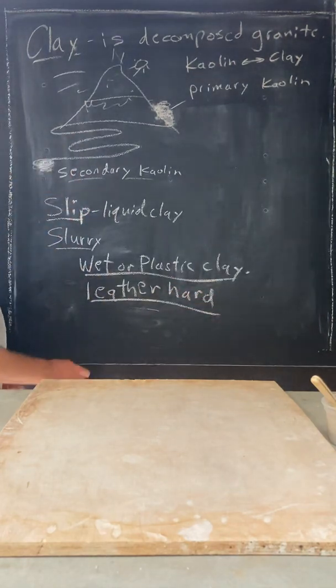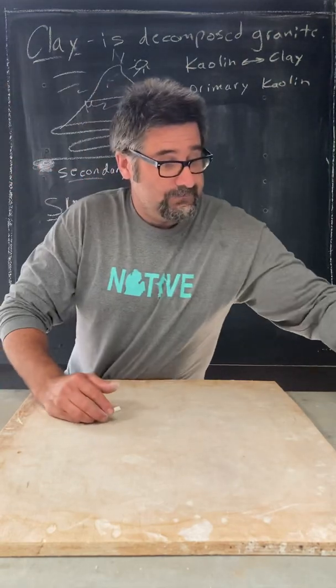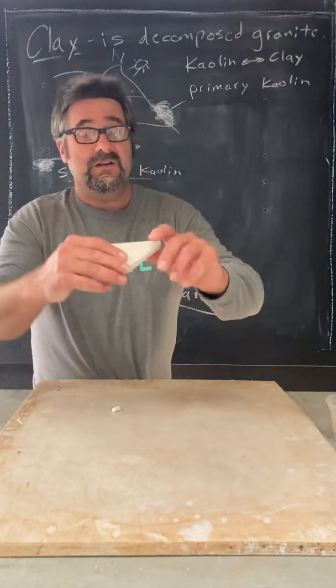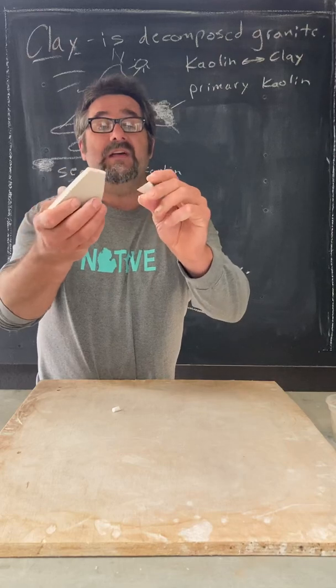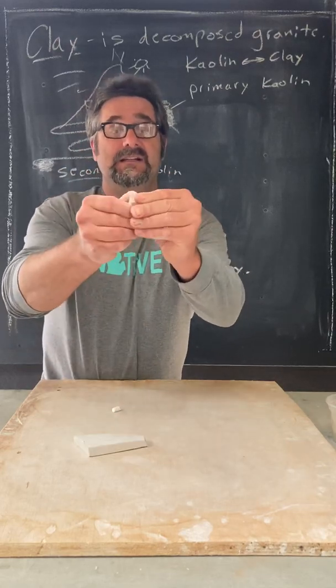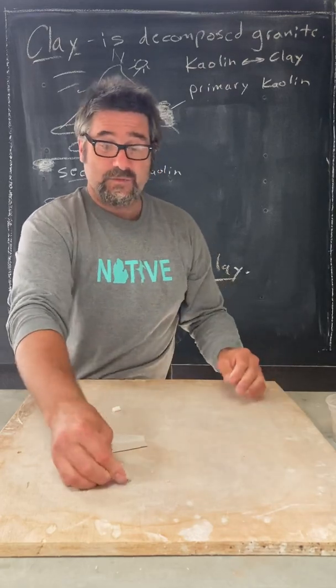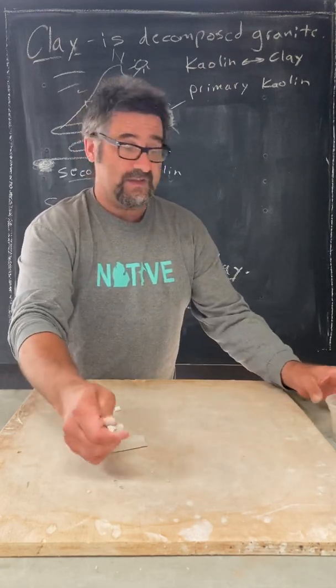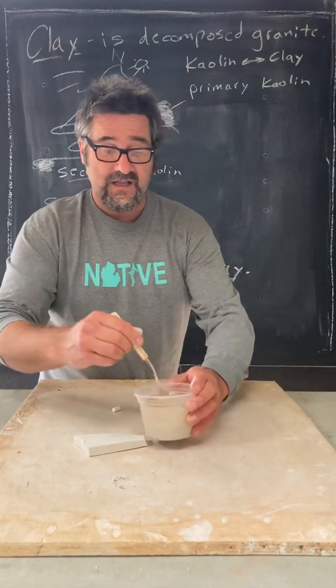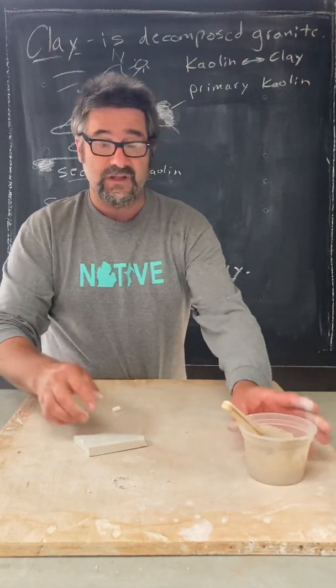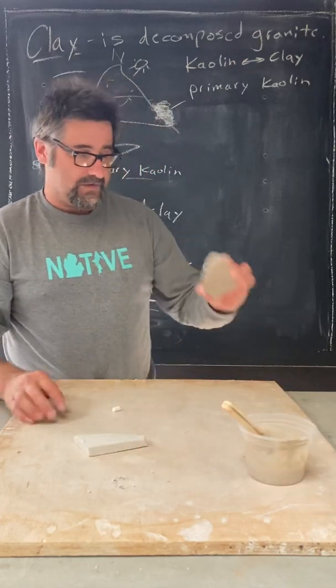And then finally, once all the moisture is gone, this is what's called bone dry. See how brittle that is? It turns to dust. That's the best way to make slip. If I put this bone dry clay in here, it'll soak up that water really quick and make slip way quicker than this will.